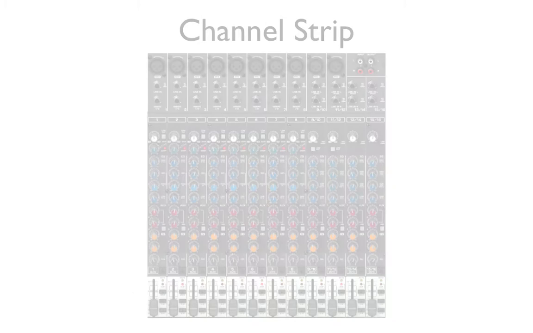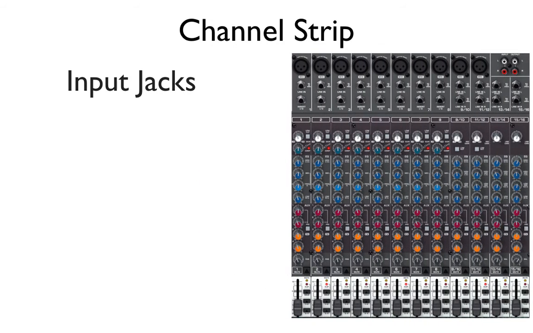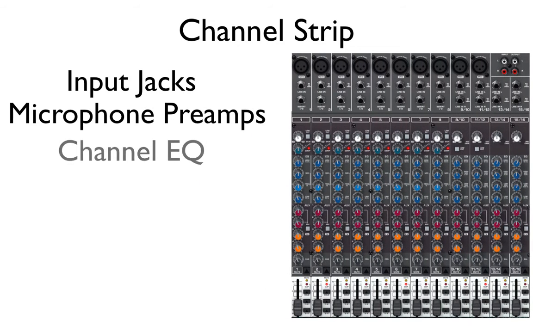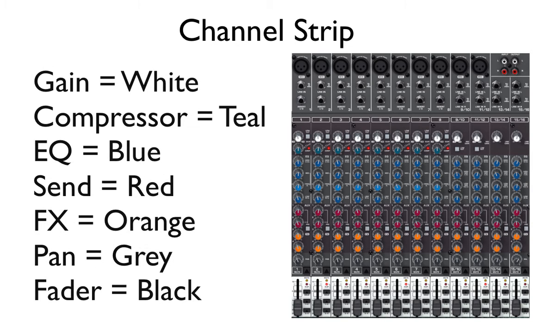The channel strip is usually separated into these sections. We got the input jacks, microphone preamps, channel EQ, dynamic processing, routing, which includes direct ins and outs, auxiliaries, and panning control. And then obviously you'll have your input faders. On most consoles, these sections are actually color-coded for quick identification by the operator.